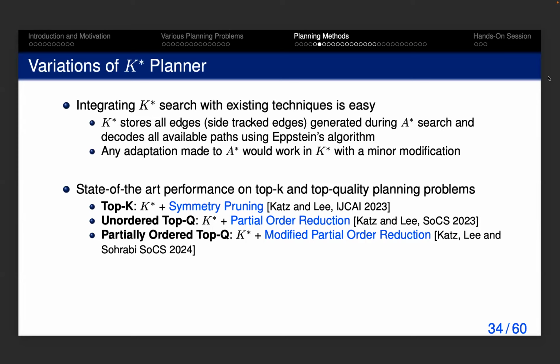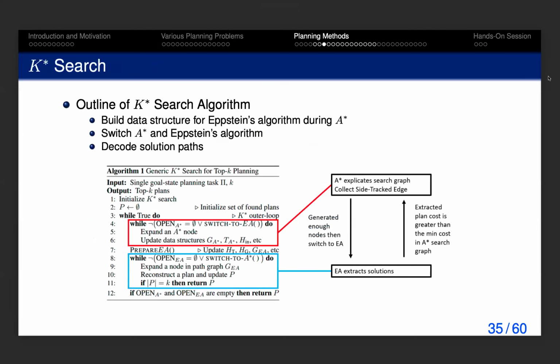multi-plan problems. I'm not going to talk about each detail. If you're interested, you could go over each paper, or you could ask questions later on about this. So this is the basic outline of the K-star search. There are three parts.